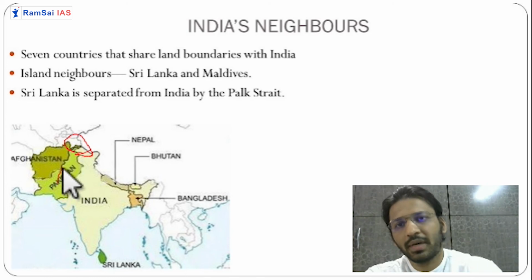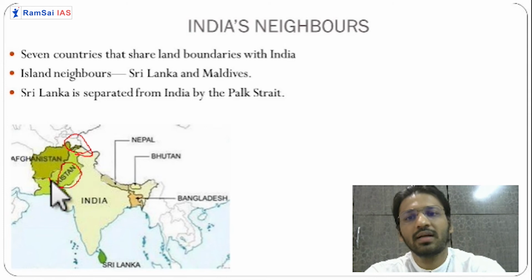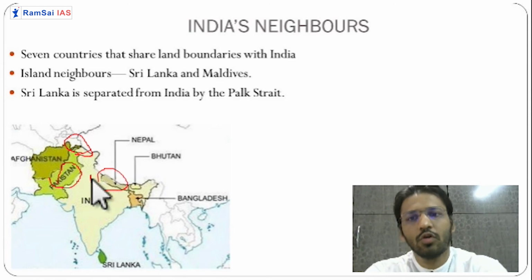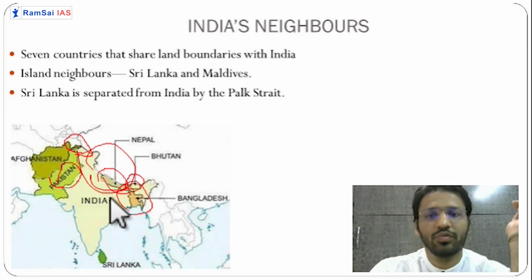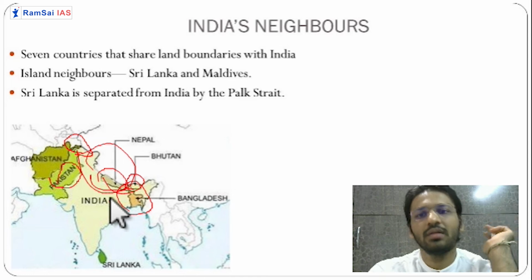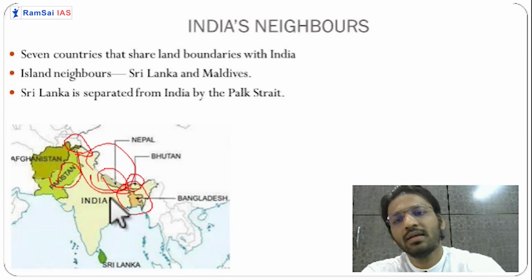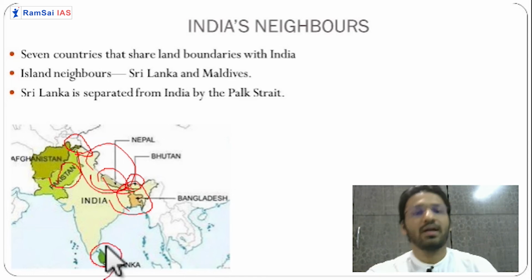Then the second country is Pakistan. Third country is Nepal. Fourth country is Bhutan. Fifth country is China. Sixth country is Bangladesh, with whom we share the largest border. And then the seventh country is Sri Lanka.